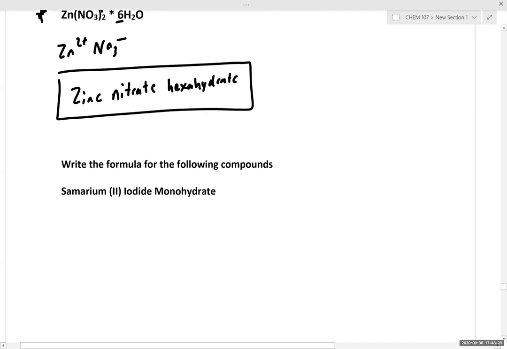So let's try one last example, and I'd like you to write the formula for the following compound. And let's spend about another 1.5 to 2 minutes writing the formula for this following hydrate.